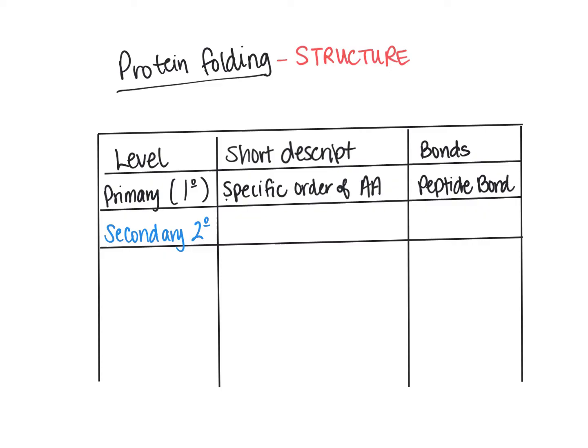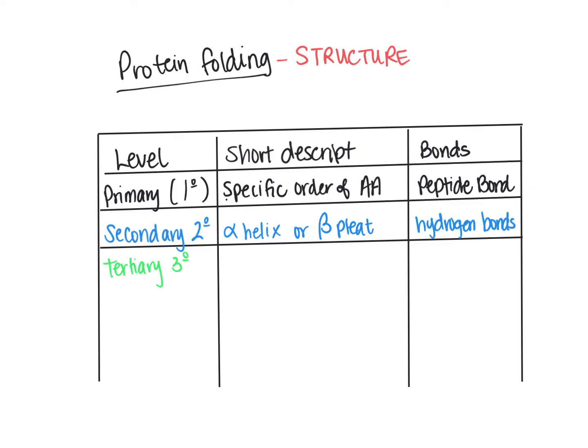Now, for secondary level of protein structure, the protein or the beads on the chain start to develop a secondary structure level based on the hydrogen bonds that form between the amino acids. Now, in this case, that structure will either be an alpha helix or it will be a beta pleat. And again, secondary structure is held together by hydrogen bonds.